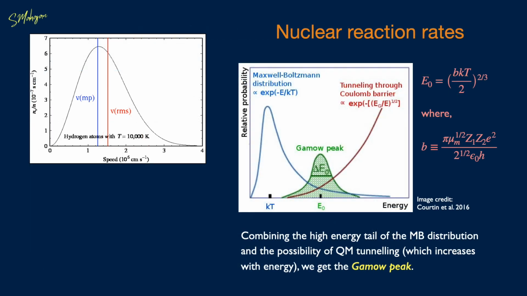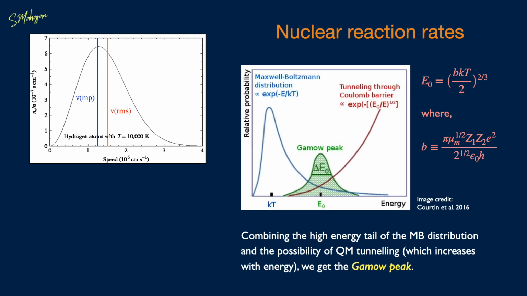So, in order to determine the rate of reaction in a given energy interval, one must describe the number density of particles having energies in a specific range together with the probability that they can actually tunnel through the Coulomb barrier. The total nuclear rate can then be calculated by integrating over all possible energies of the nuclei. This is shown graphically in this plot.